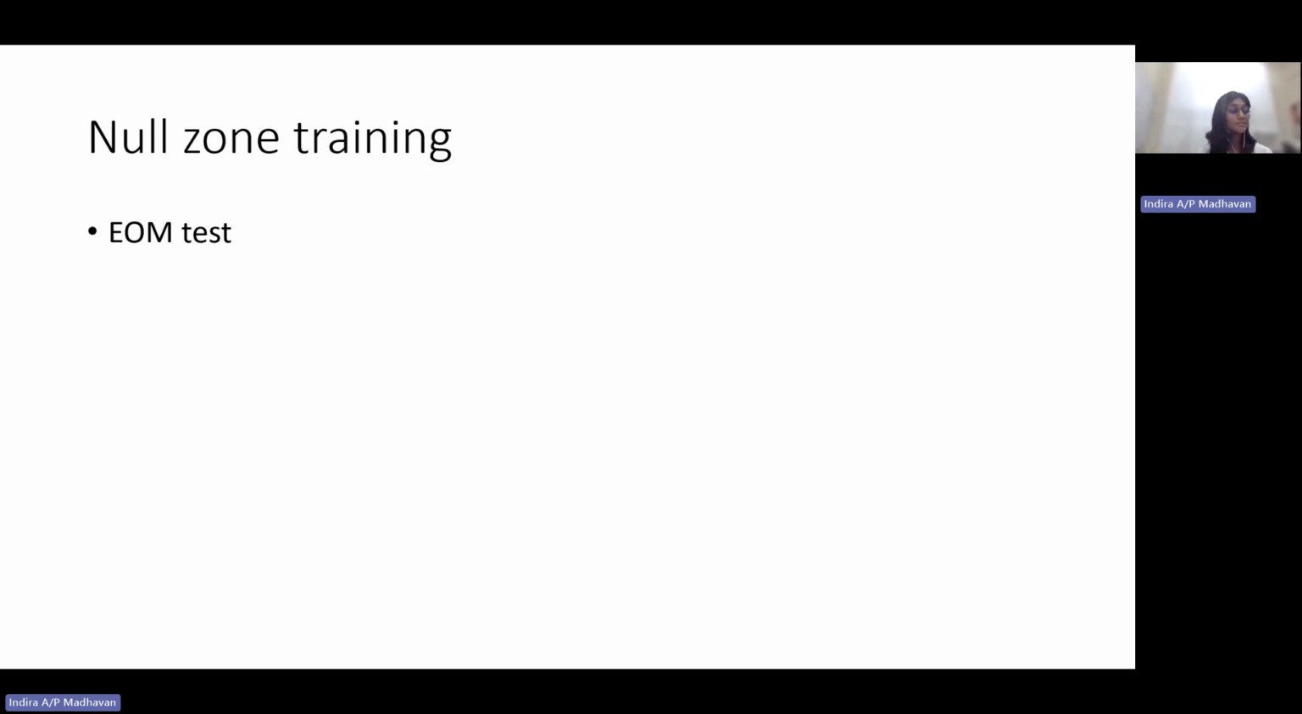First you show them that when they turn their head to the opposite side, they have, like just now, the world feels like shaking, dizziness, and all that. So when they turn their head, ask them whether that actually improves or not. If it improves, then we can go for the null zone training. We train the patient to use this head turn. One is to reduce the symptoms.